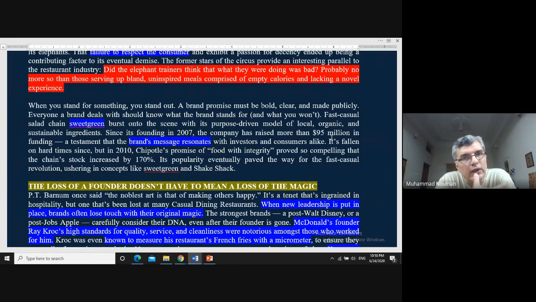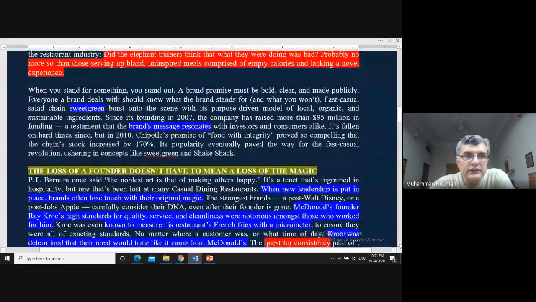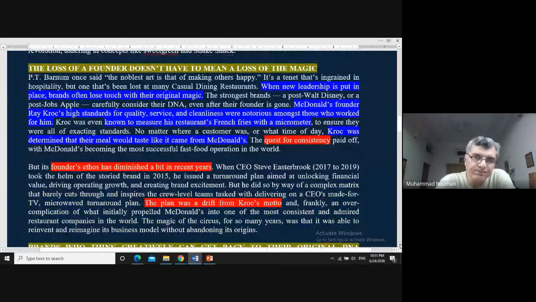So as long as you are updated, you connect with what the consumer wants, what their requirements are, you will be resonating, you will be connecting with them, and they will respond accordingly. So that's the first lesson for any restaurant sector: to listen to what the consumer wants, to understand and to continuously deliver on that expectation or requirement that the consumers are expecting. Second lesson is the loss of the founder does not have to mean a loss of the magic.